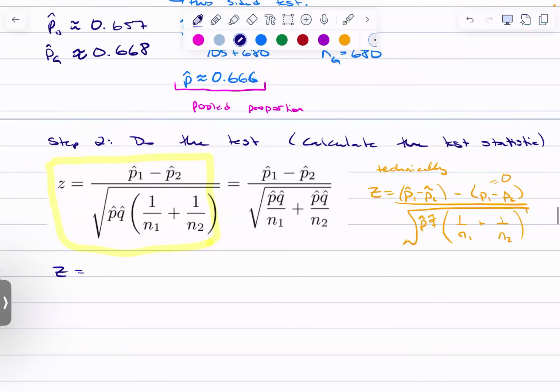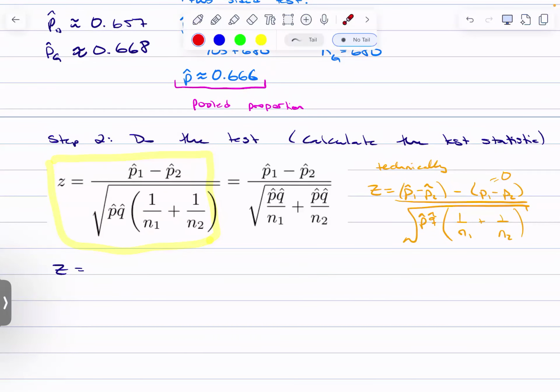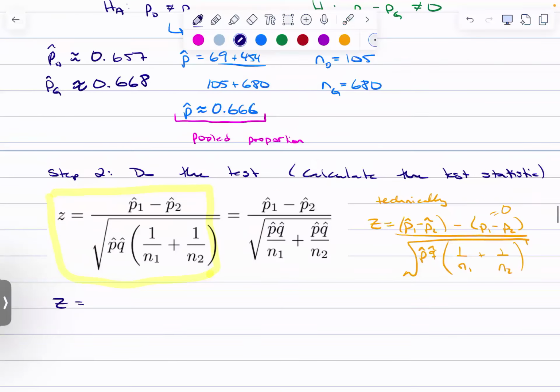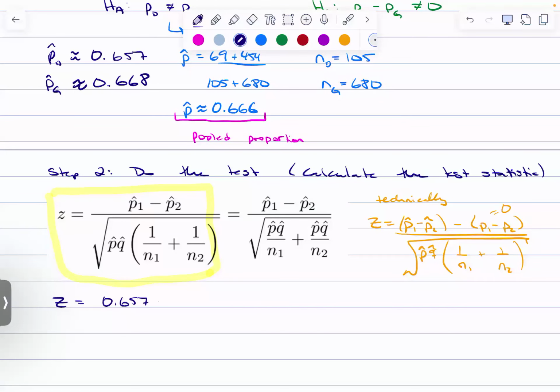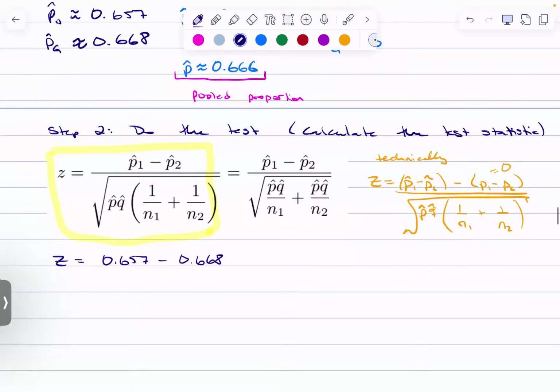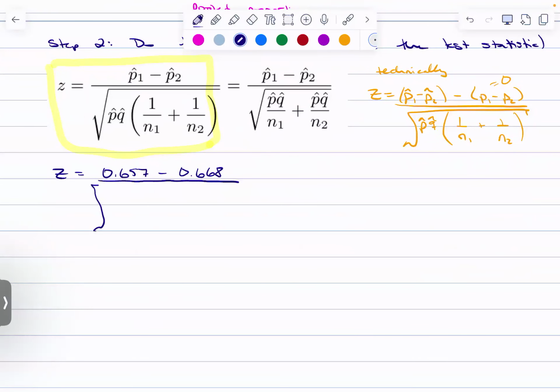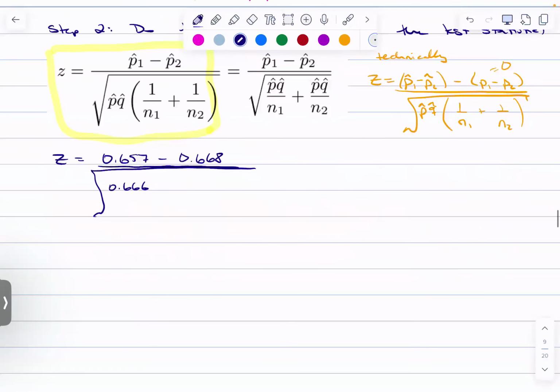So here we go. We've got all our P's, and this is where I don't bother writing question-specific subscripts, even though it's only a couple of spots here, but we'll just jump in. 0.657 minus 0.668, divided by the square root of 0.666 times 1 minus 0.666, which is 0.334, times 1 over 105 plus 1 over 680. Just plugging in those values.